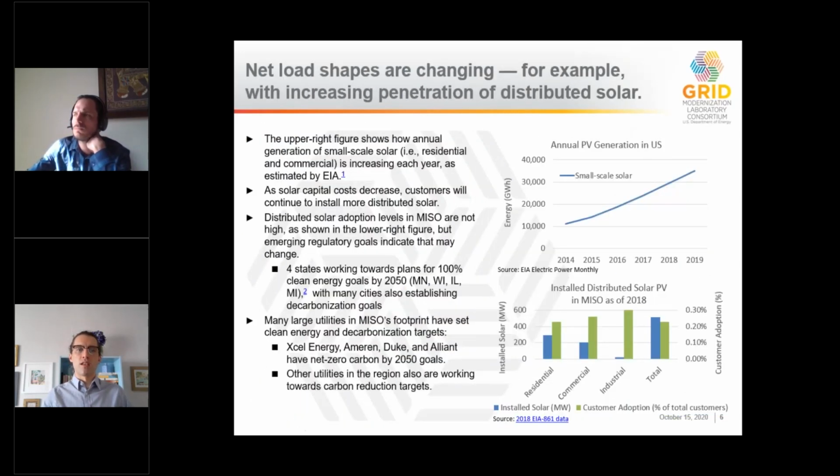Right there, perfect. And net load shapes are changing with increasing distributed solar. As shown by the top right figure, small-scale solar has more than tripled over the last 5 years and is projected to grow more as capital costs decrease within the US. As the bottom right figure shows, distributed solar adoption is not currently high in MISO, but emerging regulatory goals at the state, city, and utility level indicate that may change. As these organizations work towards decarbonization goals, solar penetration will inevitably increase. So next slide.